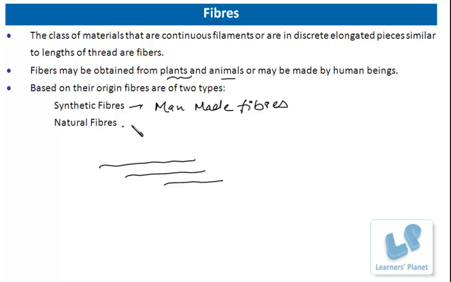And natural fibers, say cotton, jute, these are obtained from plants. They are natural fibers. These are obtained in the form of fine threads and they are woven into fabrics. Now let's discuss the synthetic fibers. Natural fibers you all know. Synthetic fibers also you must be knowing, but here I'll be discussing a few examples of synthetic fibers and also their properties.